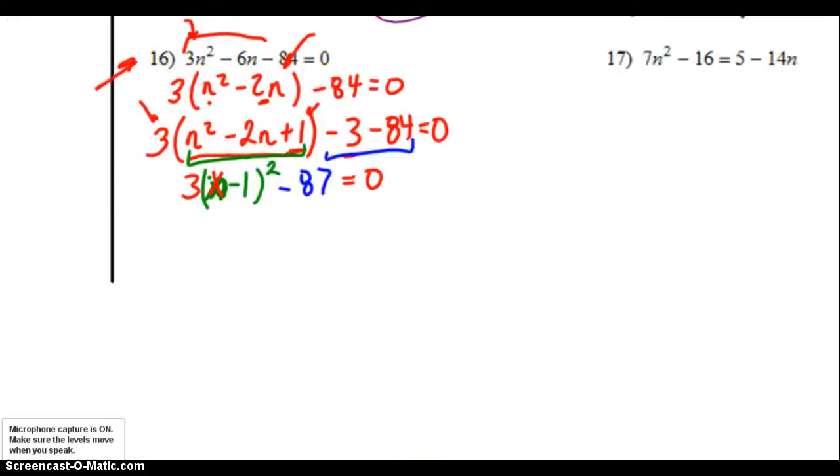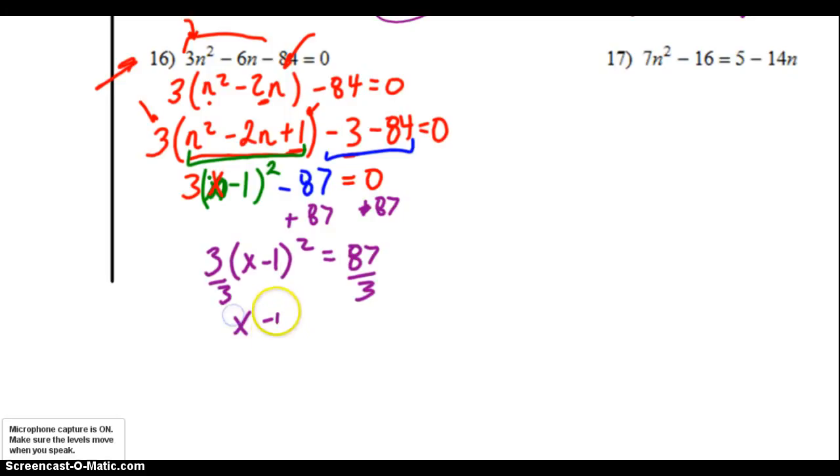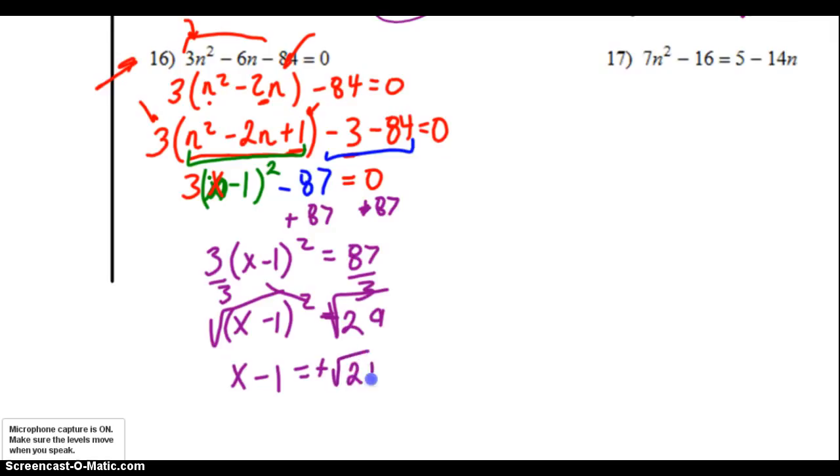So I will add 87 to both sides, plus 87, and get 3 times (x minus 1) squared equals 87. I'll divide both sides by 3 and get (x minus 1) squared equals 29. Okay? I'll take a square root, and this is a little interesting. The square root of 29 is a prime number, so I actually cannot take the square root of 29. So instead, I'm going to leave it like this. X minus 1 equals either positive square root of 29, or it equals negative square root of 29.